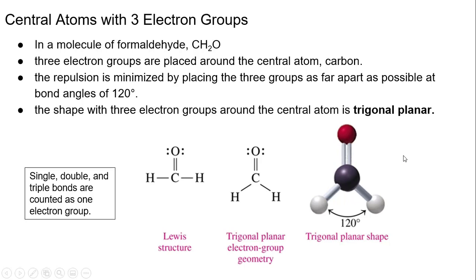Now, we're going to look at a central atom with three electron groups around it. We have formaldehyde, which has carbon in the center, two hydrogens, and a double bonded oxygen. So this has three electron groups around it. First, you would draw the Lewis structure, and then you would try to determine the shape of it. It doesn't matter if it's a single, double, or triple bond, it's just three electron groups around it. This gives us a trigonal planar shape. There's a chart that I'm going to show later on where these shapes are shown, but I want to go through this first. It makes it easier to understand the chart.